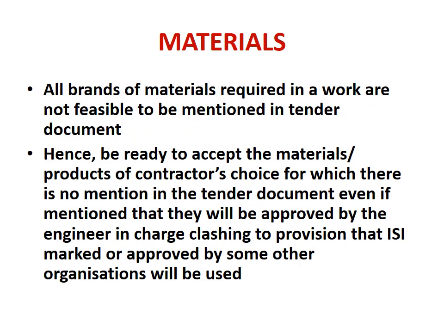Then let us talk about the materials. All brands of materials required in a work cannot be stipulated, because there are a large number of materials required in a building work. So it is very difficult to stipulate all of them in the tender document. Hence, be ready to accept the materials or products of the contractor's choice. At the most we can mention in the tender document that the materials or products will be approved by the engineer in charge.